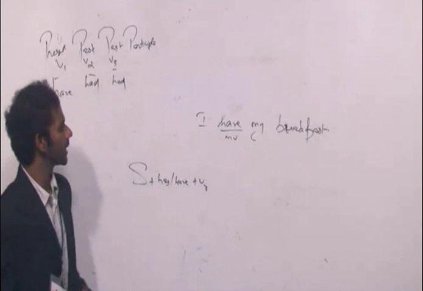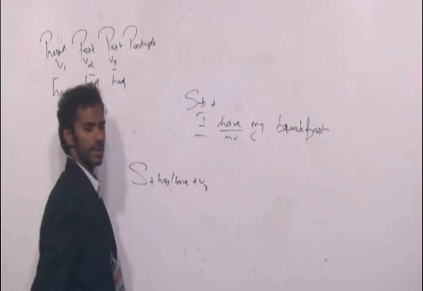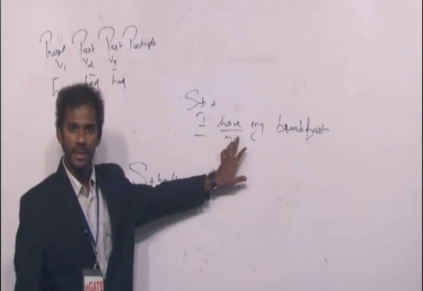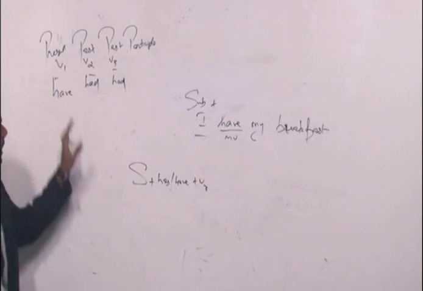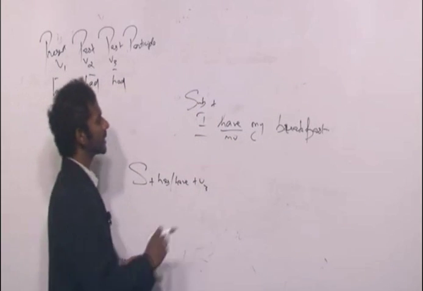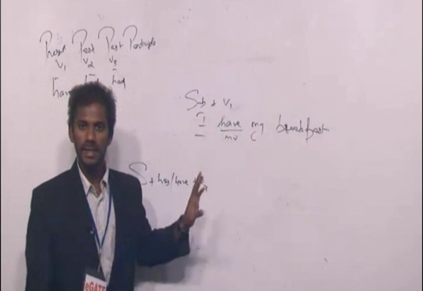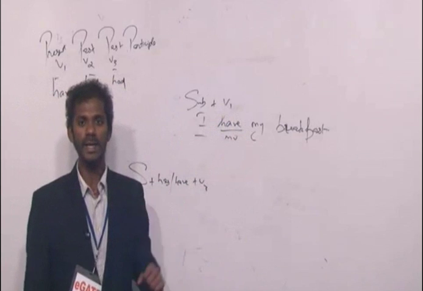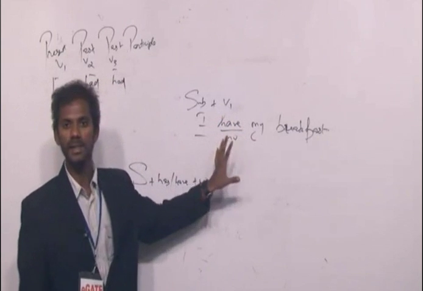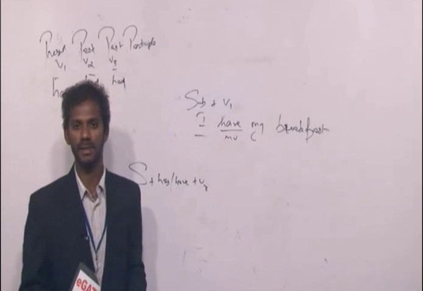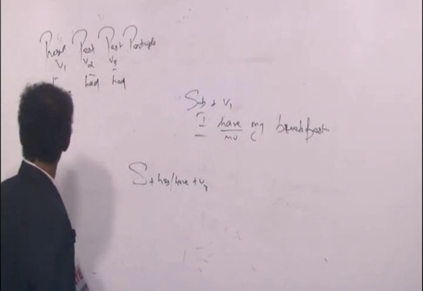Just write down the order of this sentence. I is the subject plus have is a main verb. Have is V1 or V2 or V3? Have is V1. So this sentence is in the order subject plus V1. And subject plus V1 is the rule of which category? Simple present tense. So I can say this sentence is in the simple present tense. Clear? Right. Now do one thing.